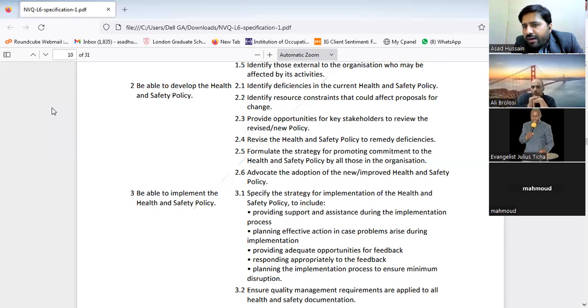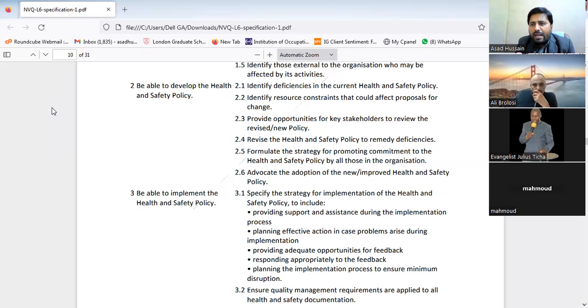The easy thing you can say is that you remove the deficiencies, you modify the health and safety policy, then you should communicate those changes to all your stakeholders with the help of communication meetings, committee meetings, and through emails. And after their review, then you have to go for the implementation of that health and safety policy.